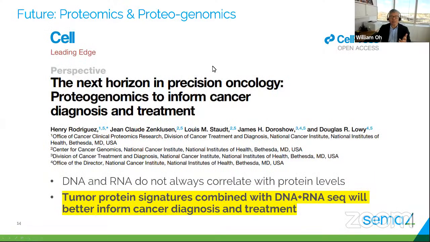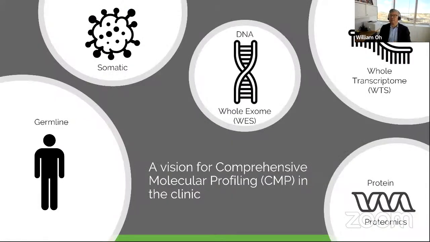proteins alone, but how proteins actually tie in with DNA and RNA. So what I highlighted there is that, first of all, as I showed you in that earlier example, DNA and RNA don't always correlate with protein, but more importantly, the three of these together can inform better cancer diagnosis and treatment. So we're going to be seeing this in the very near future, even if it's not necessarily available to us right at this moment.